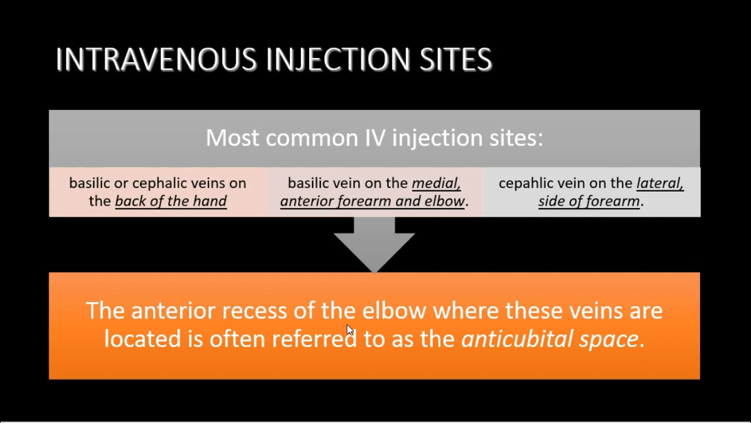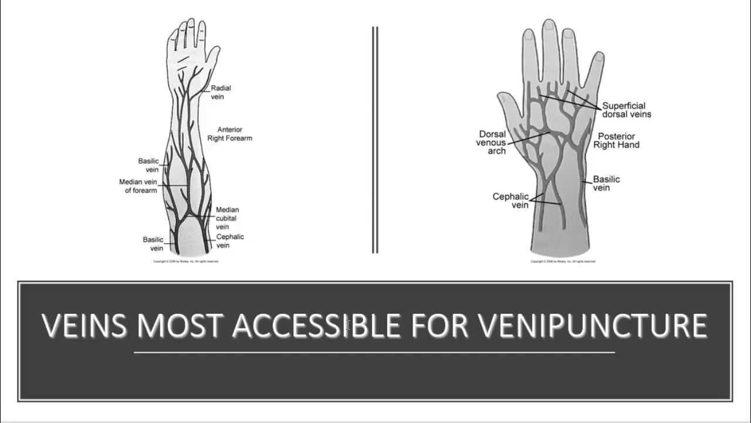So you have the basilic or the cephalic veins on the back of the hand, so we'll use those. The basilic vein on the medial anterior forearm and elbow, and the cephalic vein on the lateral side of the forearm. The anterior recess of the elbow where these veins are located is often referred to as the antecubital space. So you'll hear me say, go antecubital. Look antecubital. They're there. You just may not be able to see them, but you can feel them.